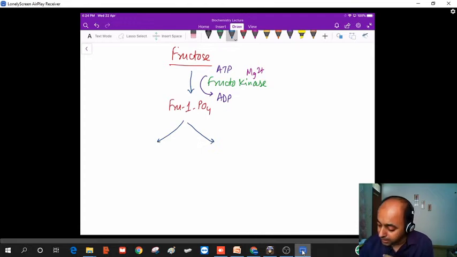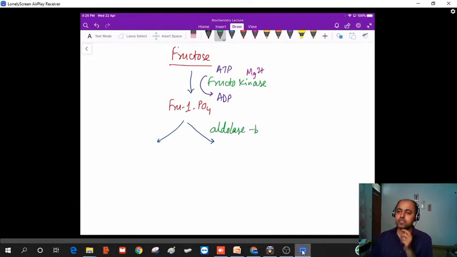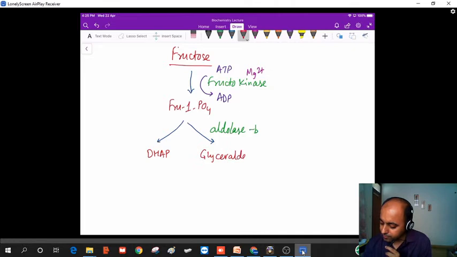immediately it is split into two by the action of aldolase B. Please note, very specifically I'm mentioning it is the aldolase B. Aldolase A does not act on fructose 1-phosphate. It is the aldolase B which splits the fructose 1-phosphate into dihydroxyacetone phosphate and glyceraldehyde. The glyceraldehyde is not phosphorylated. Only the dihydroxyacetone phosphate has the phosphate group, because please note here we only have one phosphate. We don't have two phosphates like fructose 1,6-bisphosphate. So only one phosphate is available, which goes to the DHAP.